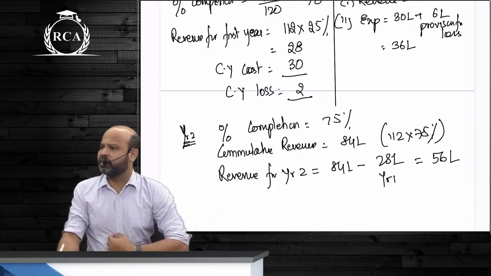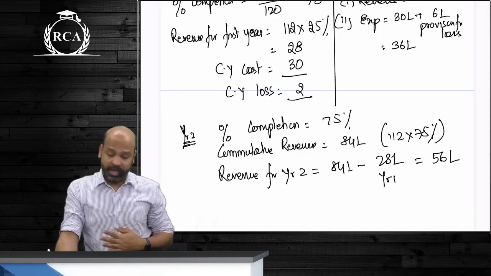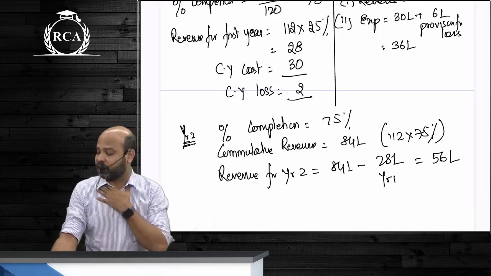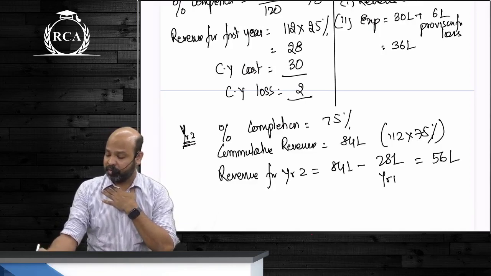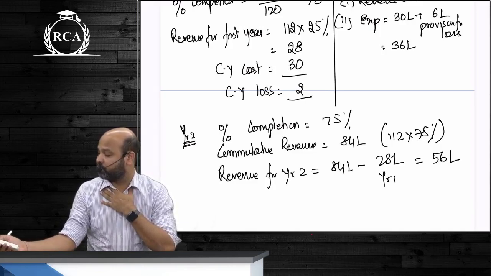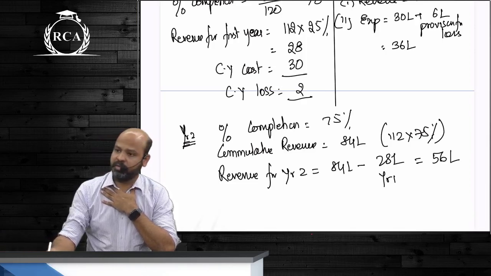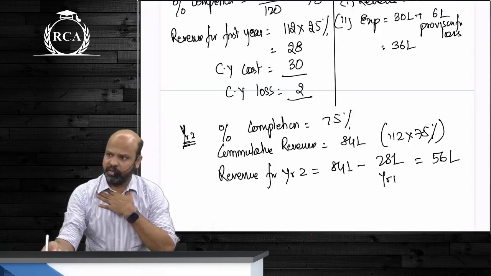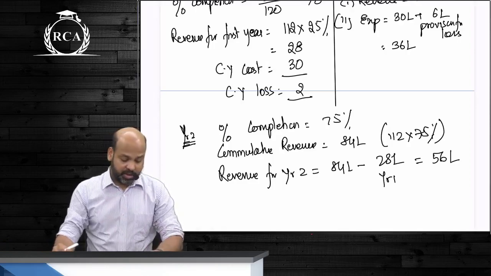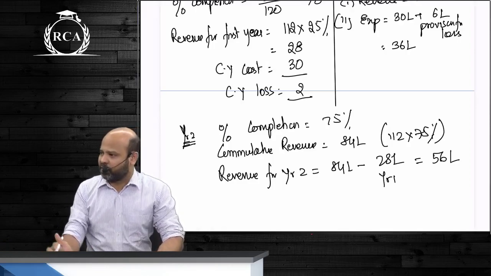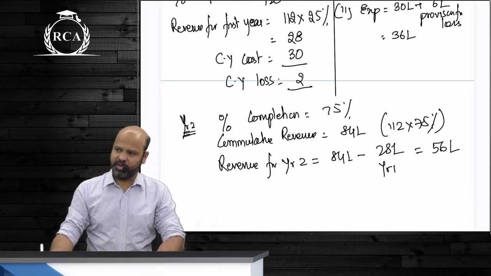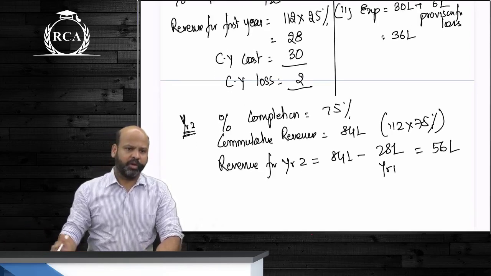Doubt, Akshat? That 84 lakhs, guys, is not revenue for the second year, it is cumulative revenue. What is wrong with this, beta? Next, guys, shall we start the next case scenario? Such small things, beta, they don't come in the exam. Are we all done?